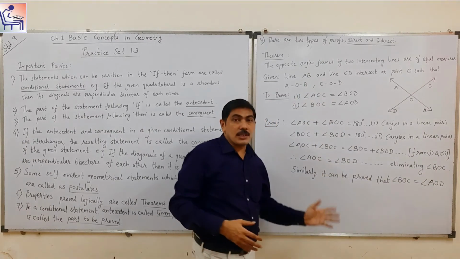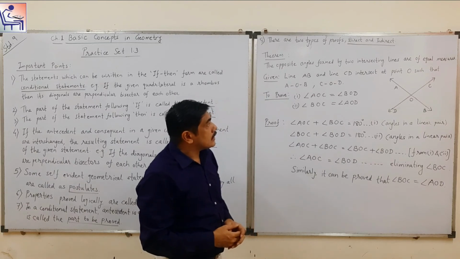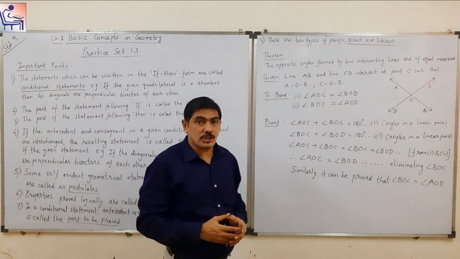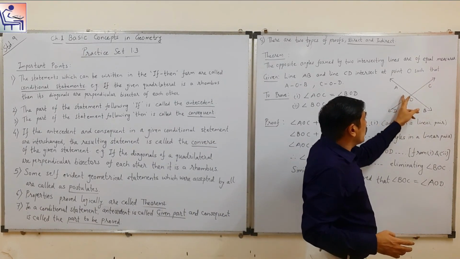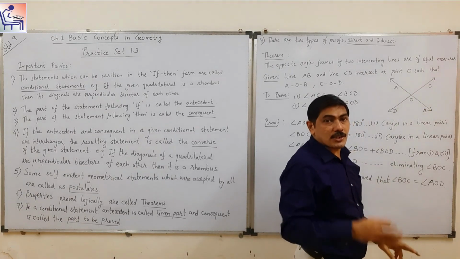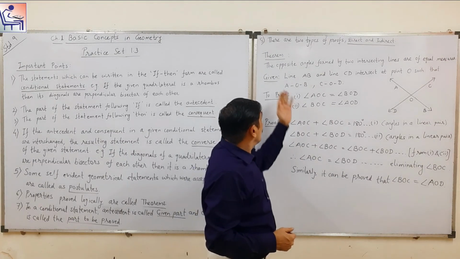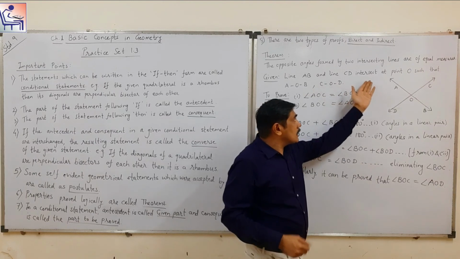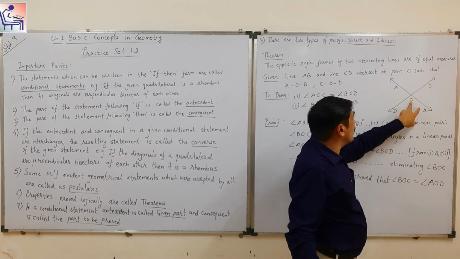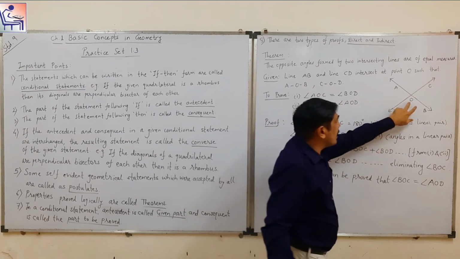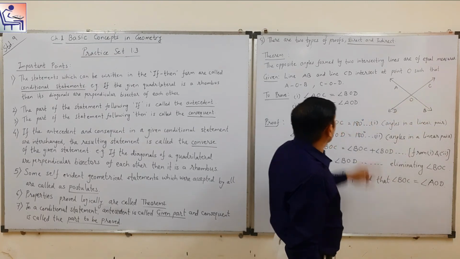And now we will see one theorem. The opposite angles formed by two intersecting lines are of equal measure. This is what we have to prove. Given: line AB and line CD intersect at point O. So here you can see line AB and line CD are intersecting at point O, such that O lies between points A and B and O also lies between points C and D.